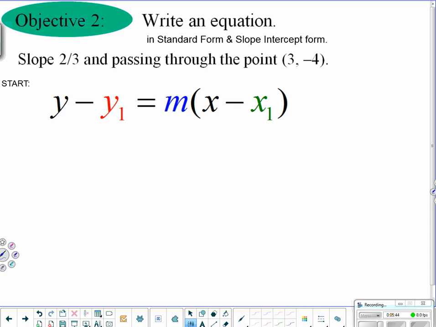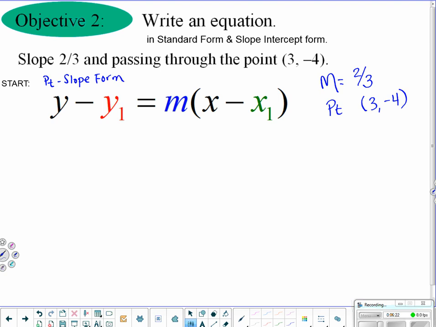Next objective says to write an equation in standard form and in slope-intercept form. Okay, we can do that. And they give us the slope and they say it's passing through the point 3, -4. So two things that I'm given. The slope, which I'm going to change to m here rather than writing the word slope. And then I go through a point that is 3, -4. Very convenient to start with this point slope form of the equation, right? That's what we're seeing here.